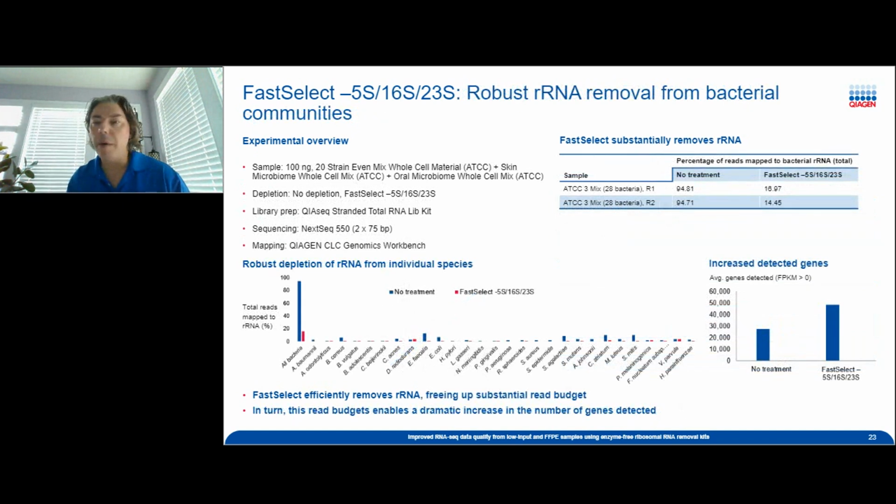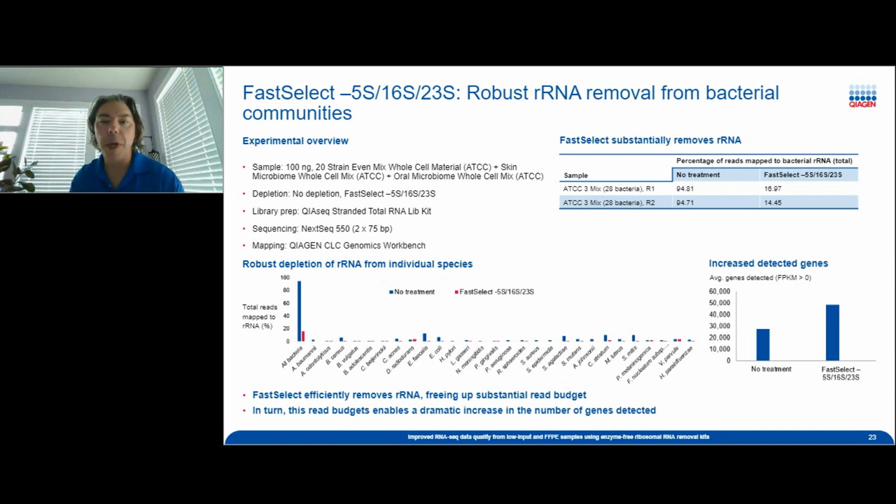And then we went from a single E. coli species up to something more complicated. Here we're looking at a couple of different panels of different bacteria. We have what's called the 20 strain whole cell material from ATCC, the skin microbiome collection, and the oral microbiome collection. Each of these has a series of different commonly found microbes that are in those different areas.